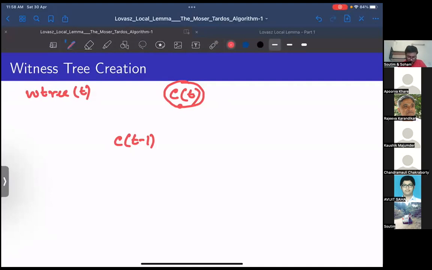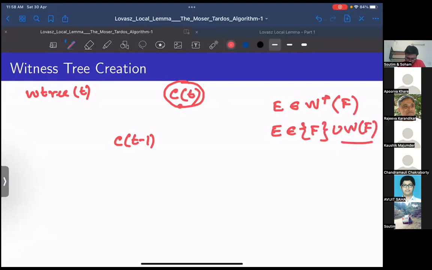We look at that, and if C_{T-1} belongs to the extended neighborhood of C_T, extended neighborhood meaning the neighborhood including itself. So E belongs to the extended neighborhood of, say, some event F, if E belongs to this set. This is the neighborhood of F, and this is F itself. So E can be either F or it may belong to the neighborhood of F. So that is the extended neighborhood. If C_{T-1} belongs to this extended neighborhood, then we draw an edge and include it in the graph. If it does not, then we simply skip C_{T-1}. Suppose it does belong and we have included it.